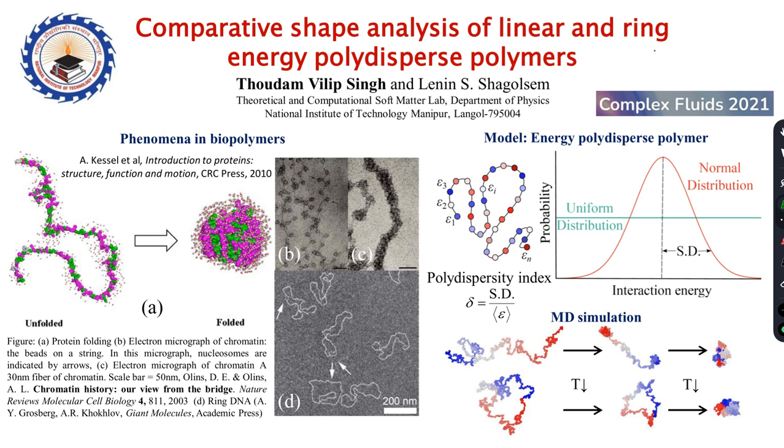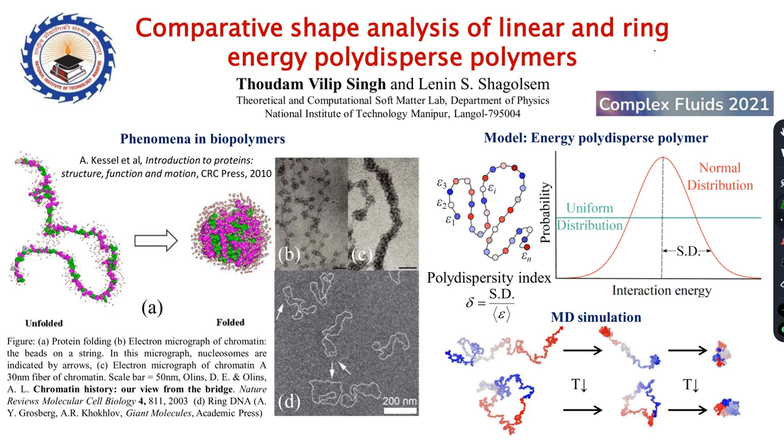For instance, the conformation of a protein determines how it would function inside a living cell. So how it folds into its native state, even for DNA, even for chromatin and even ring polymers, they are all important. Their shape analysis is of great importance, and that is why this study is being done.